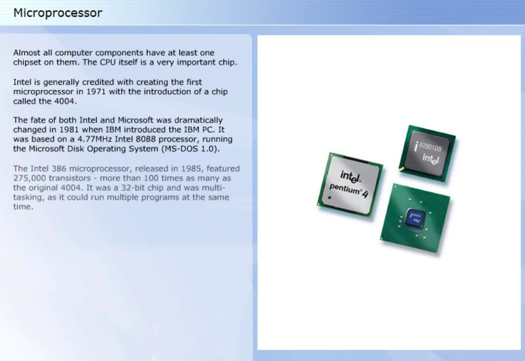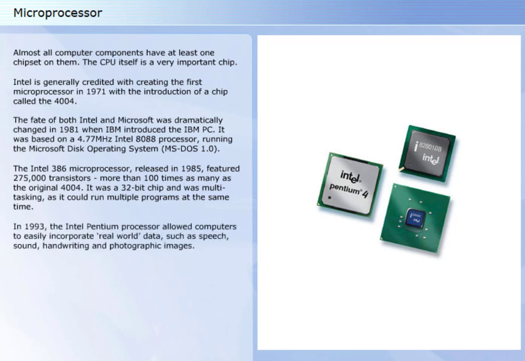The Intel 386 microprocessor, released in 1985, featured 275,000 transistors, more than 100 times as many as the original 4004. It was a 32-bit chip and was multitasking, as it could run multiple programs at the same time. In 1993, the Intel Pentium processor allowed computers to easily incorporate real-world data such as speech, sound, handwriting, and photographic images.